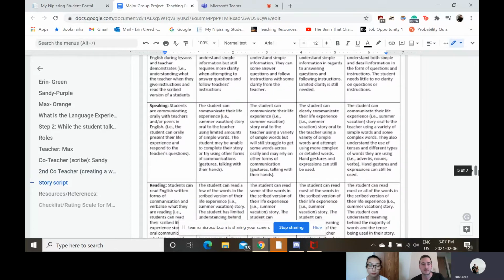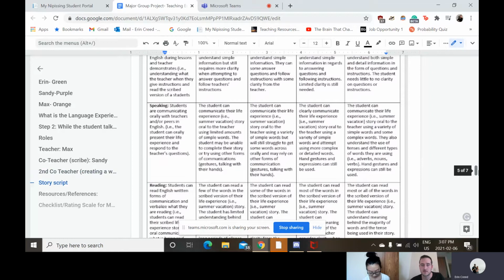Again, for speaking, students are communicating orally with the teacher, and they're responding to the teacher's questions. So a student who's at the initial stage would only be able to communicate a limited amount of words, and they might not be able to finish their story and have to rely on non-verbal forms of communication to get it through to us.